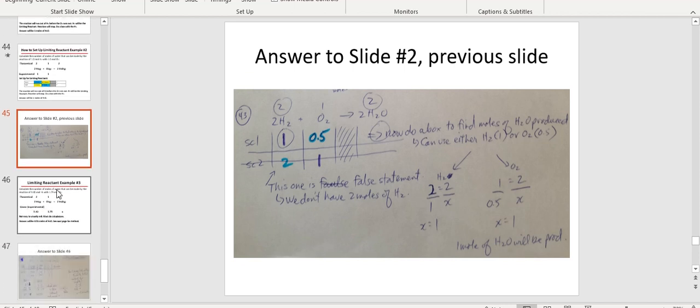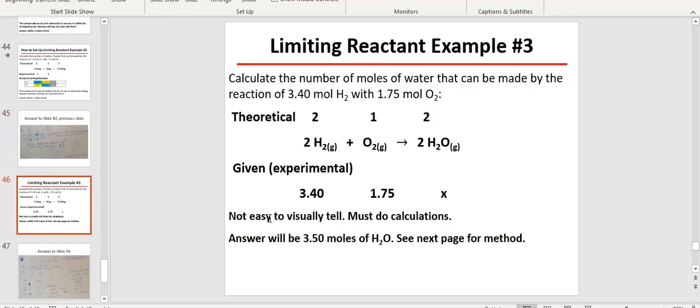Let's have a look here. Calculate the number of moles of water that can be made by the reaction of 3.4 moles of hydrogen and 1.75 moles of oxygen. Whoa. I can't tell this. I can't even look. I have no idea what's going on. So they're looking for the number of moles here. But they've given us this and they've given us this. It's not easy to visually tell. We must do a calculation.